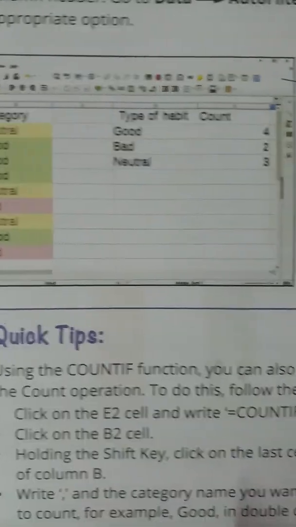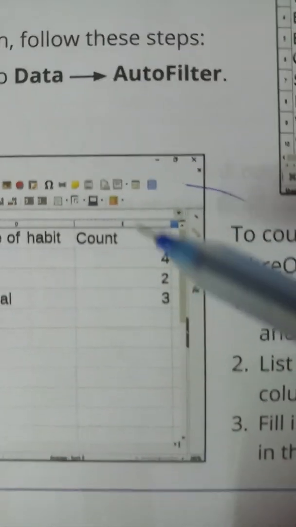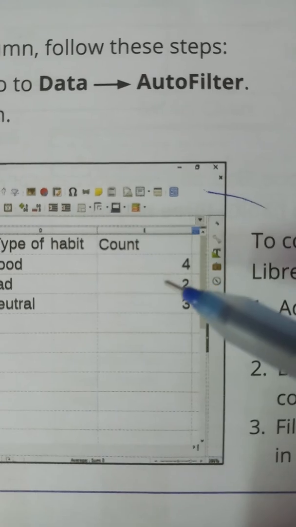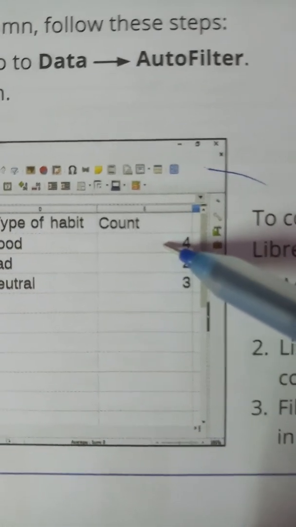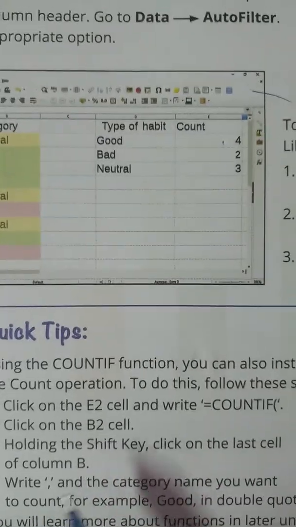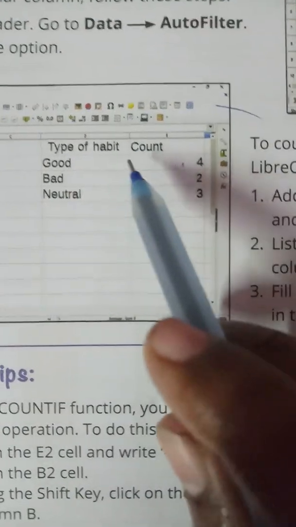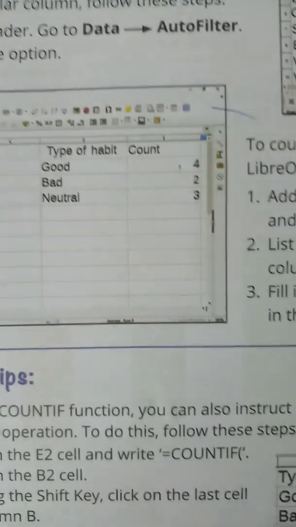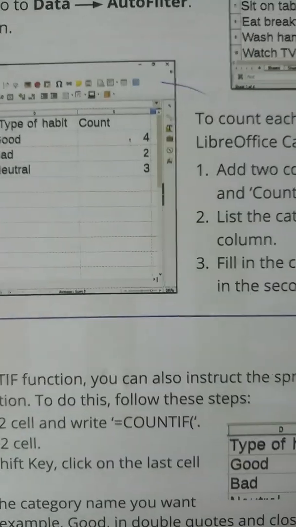These steps are given. Click on the E2 cell. Where is E2? This is column E, and E2 means this one. First select E2 and then write equal to COUNTIF, and then an open bracket.